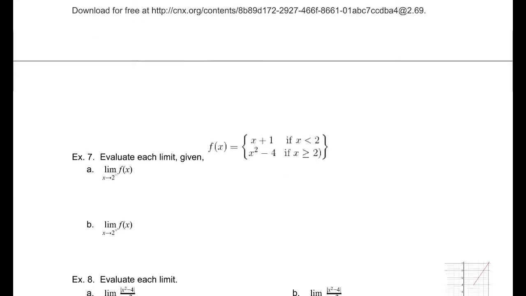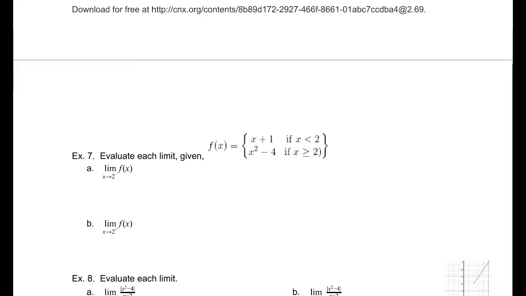Evaluate each limit given that f of x equals x plus 1 if x is less than 2, and x squared minus 4 if x is greater than or equal to 2. Okay, I'm going to sketch what that graph looks like. So as long as our x values are less than 2, then the function is like x plus 1.